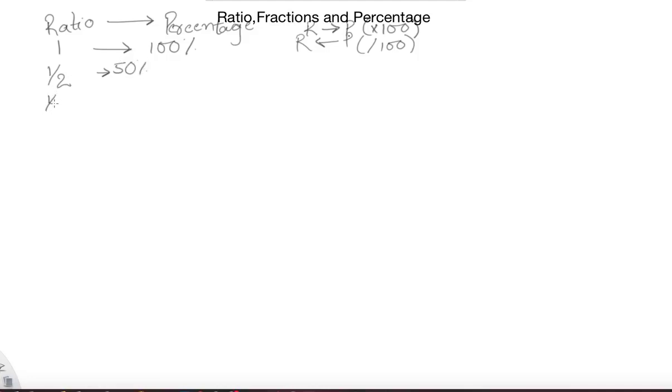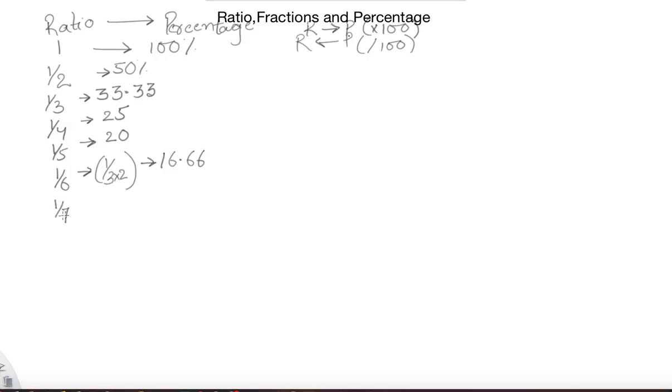Similarly, 1 by 3 equals 33.33%. 1 by 4 would be equal to 25. 1 by 5 would be equal to 20. 1 by 6, what would 1 by 6 equal? It is nothing but 1 by 3 into 1 by 2. We can write 1 by 3 into 2. So what is 1 by 3? 33.33, and again we divide 33.33 by 2. It would be 16.66%.